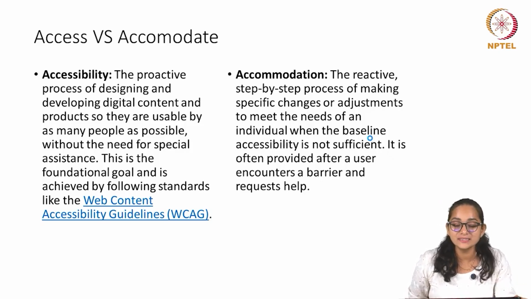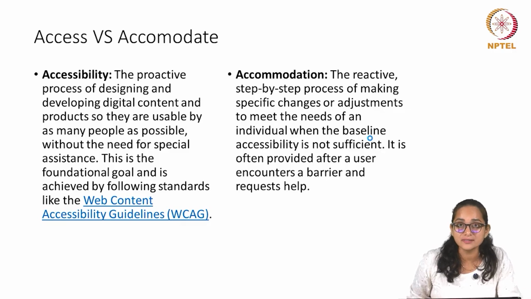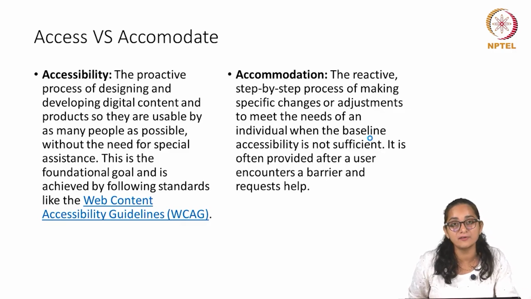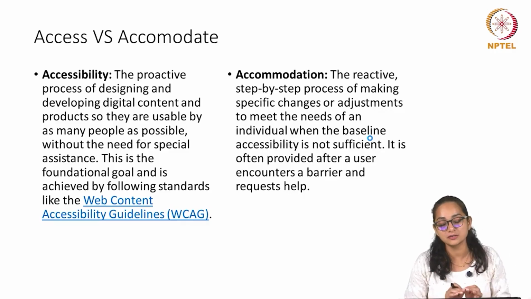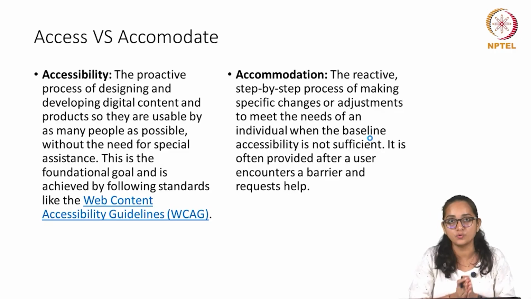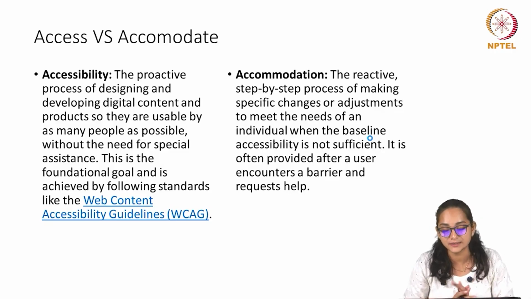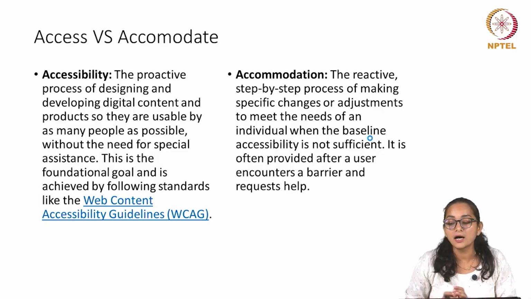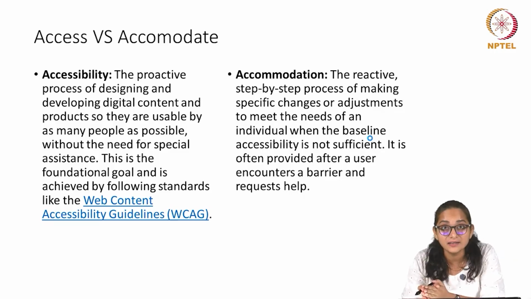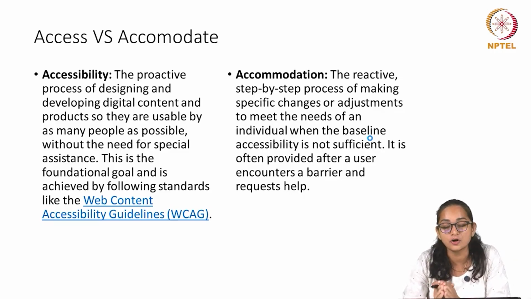So accessibility is the proactive process of designing and developing digital content and products so they are usable by as many people as possible without the need for special assistance, right. This is the foundational goal and is achieved by following standards like WCAG that we have already discussed in one of the sessions. Accommodation is a reactive step-by-step process, it is not proactive.